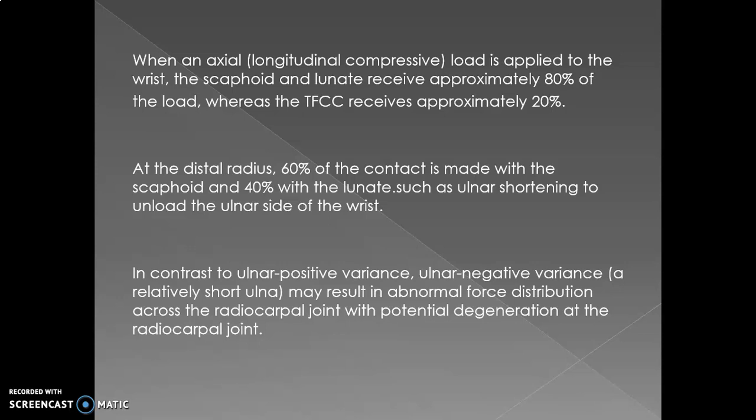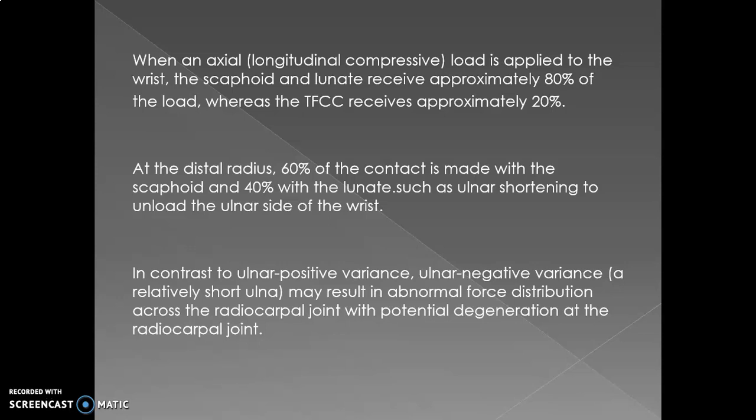The TFCC takes the other load, because the pisiform is of no importance here, and the triquetrum takes only a little. So the TFCC present in that area takes the remaining 20% of the load. That means the scaphoid and lunate are the weight-bearing bones in the proximal row, compared to the triquetrum and pisiform. At the distal radius, 60% of the contact is made with the scaphoid and 40% with the lunate, which is why ulnar shortening is done to unload the ulnar side of the wrist. So at the distal radius, when we compare the scaphoid and lunate, the scaphoid takes more, 60% compared to the lunate's 40%. That is what we should understand.